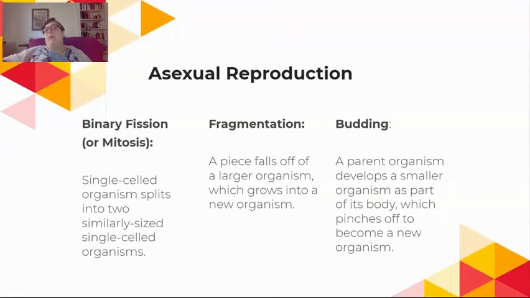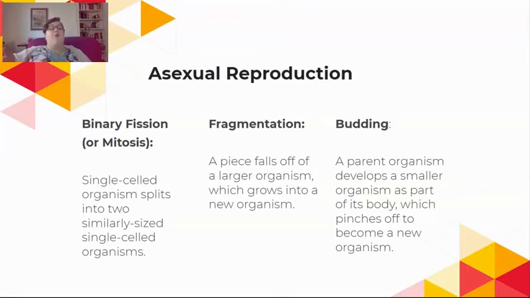Anything that means that you are starting with a single organism and that single organism is capable of making offspring is going to fit under the label asexual reproduction. This includes mitosis, or when we're talking about reproduction, we call it binary fission, meaning a single-celled organism splits into two similarly sized single-celled organisms that are identical to their parent. But that's not the only option.